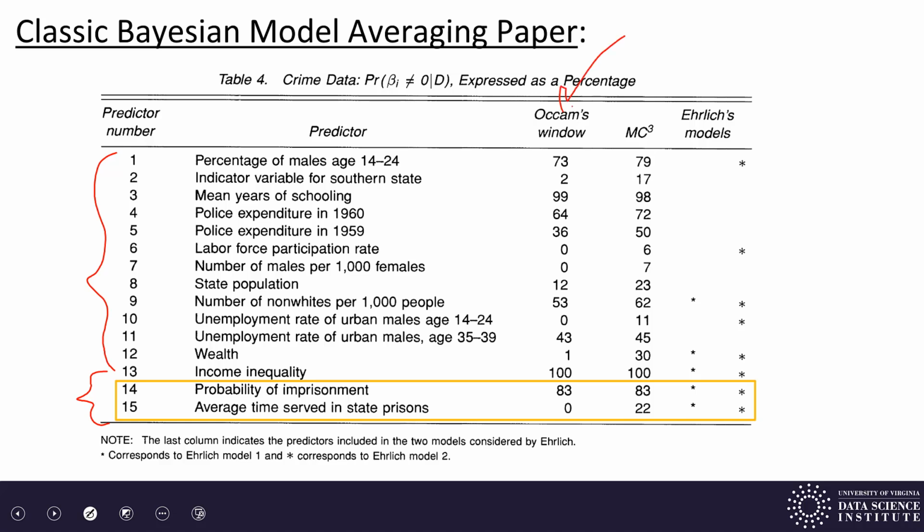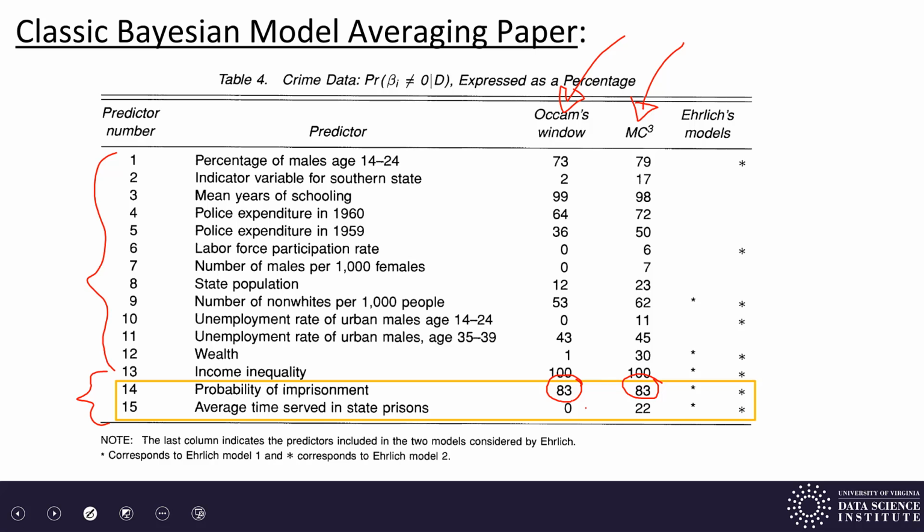This Occam's window and MC cubed, remember those are our 2 different search methods. And we see that the probability of imprisonment, the probability that it should be in the model, is 83 or 0.83. And the probability from using the MC cubed search is 83. So that's a very high probability. So probability of imprisonment is, with high probability, having an impact on crime rates.